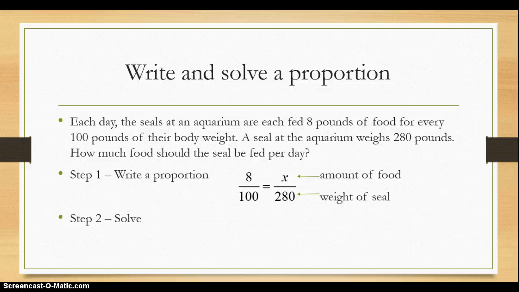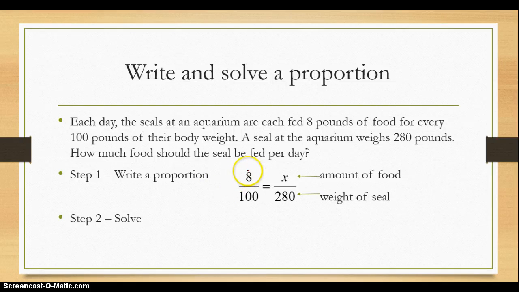So write and solve a proportion. Each day the seals at an aquarium are each fed 8 pounds of food for every 100 pounds of their body weight. A seal at an aquarium weighs 280 pounds. How much food should that seal be fed per day?